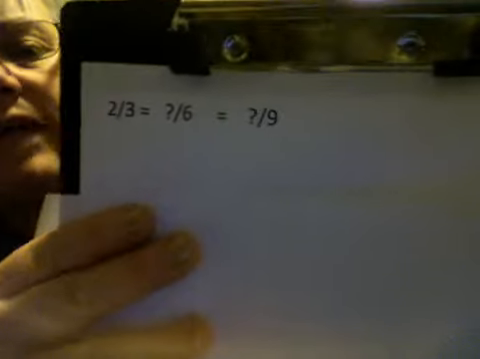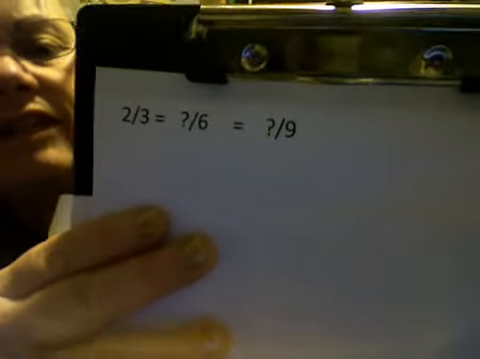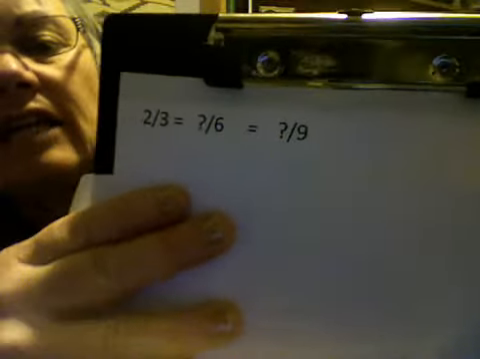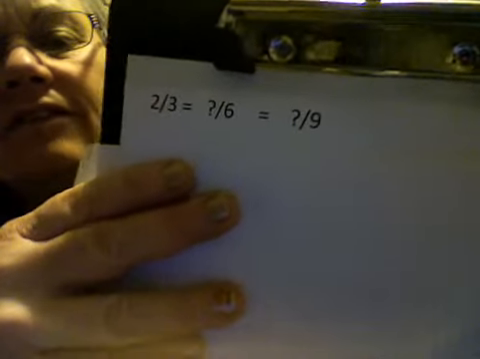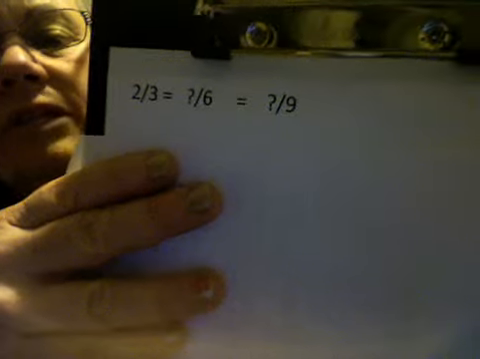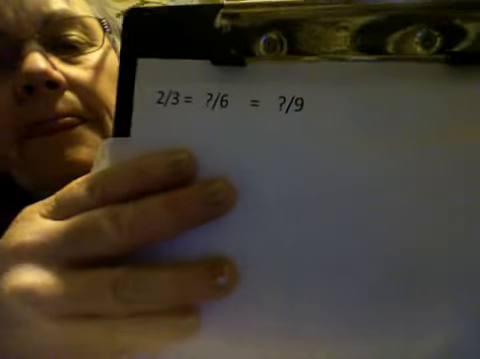2/3 is equivalent to how many sixths? And it's also talking about the exact same amount as a certain amount of ninths. It would be a good idea to draw pictures of these if you're stuck.